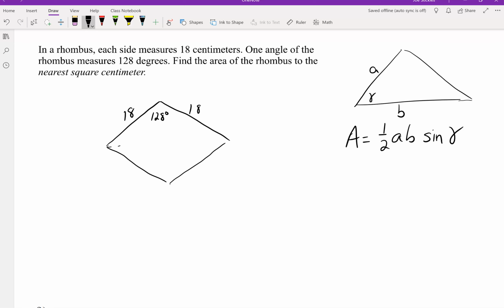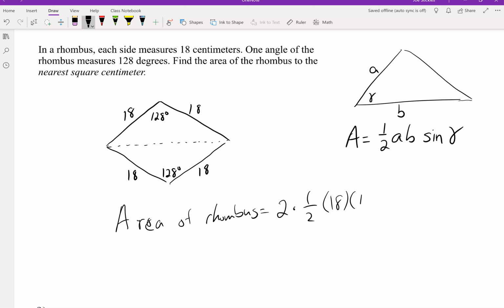Well, if I draw that diagonal here, I see a triangle, and in fact, since I know a rhombus is also a parallelogram, I know that other angle is 128 degrees, and since in a rhombus all 4 sides are congruent, I know the other 2 sides also have a measure of 18 centimeters. So I have 2 identical triangles, so once I figure out the area of one of them, I just need to double it to find the area of the other. So in this case, the area of the rhombus will be what? Well, we just said it was 2 times the area of one of the triangles.